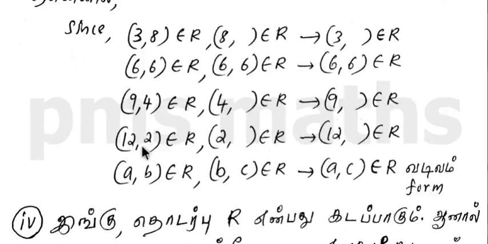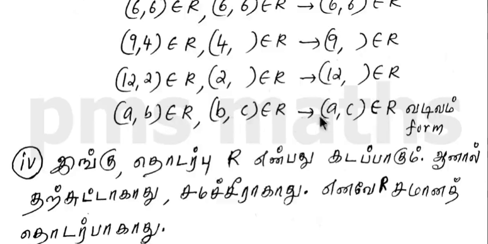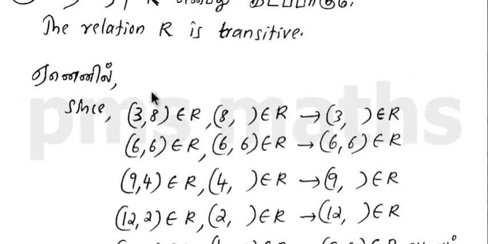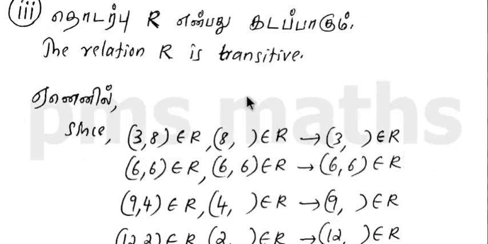Then the fourth element, (12, 2) belongs to R. But for 2 comma, this is also a null case. Now here the 2s are equal. We can take the first number and last number, 12 and the last one. This number is not known. Therefore, we can say 12 comma, this is a null case. This condition is satisfied here.